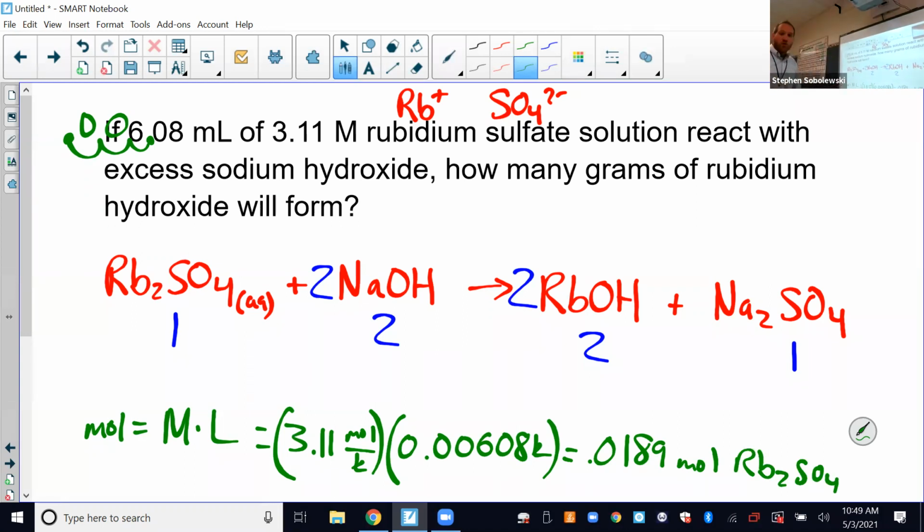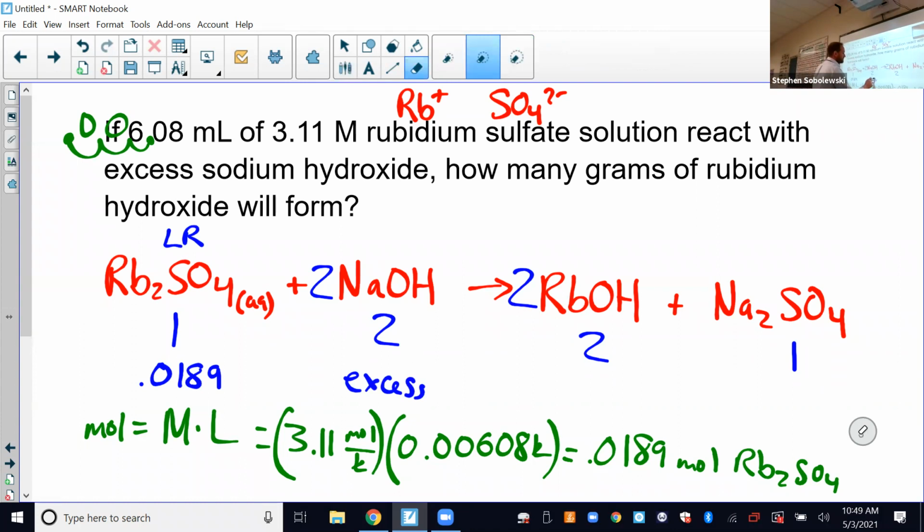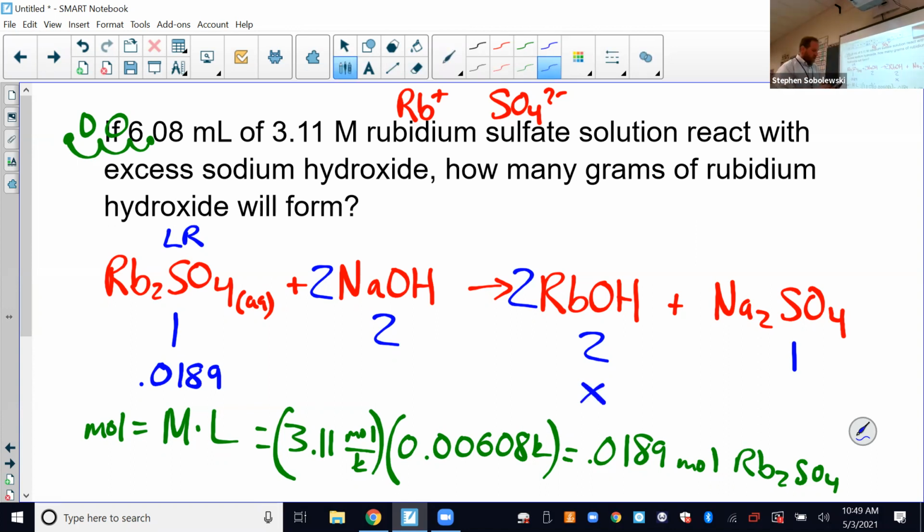Okay. And now we're back in familiar territory. You just take this number, you plug it in under the rubidium sulfate, 0.0189. It tells you we have excess sodium hydroxide, which means we don't have to worry about limiting reactants. We know that this is going to be my LR, so we're basing it off this. You can even write in excess if you want, but it's not necessary. We're looking to solve for rubidium hydroxide, so we'll put my X right here. We're going to apply a 1 to 2 mole ratio. So we're going to double this. 0.0189 times 2 gives me 0.0378.